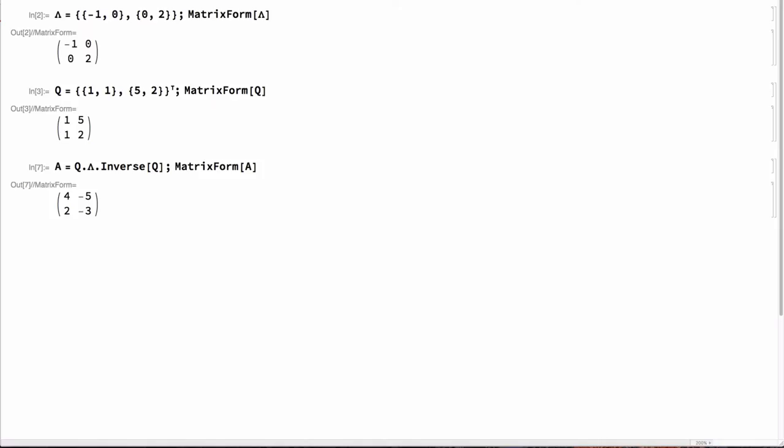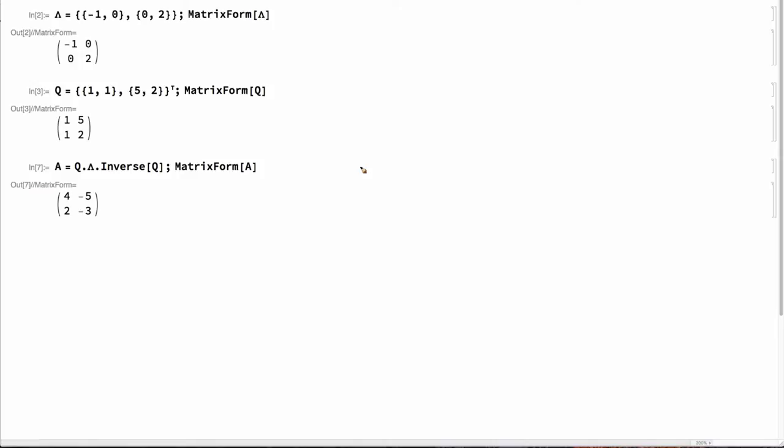I had jumped over to Mathematica, and this was the last thing I did in class. I defined a matrix lambda, which is the eigenvalues, those are the ones we solved for in class, right? Minus 1 and 2. I defined a matrix Q, where the column vectors are the eigenvectors. We had one eigenvector associated with minus 1, that was 1, 1. We had another eigenvector associated with lambda equal to 2, that was 5, 2. And then I showed you that this decomposition, Q times lambda times the inverse of Q, does give you A back.